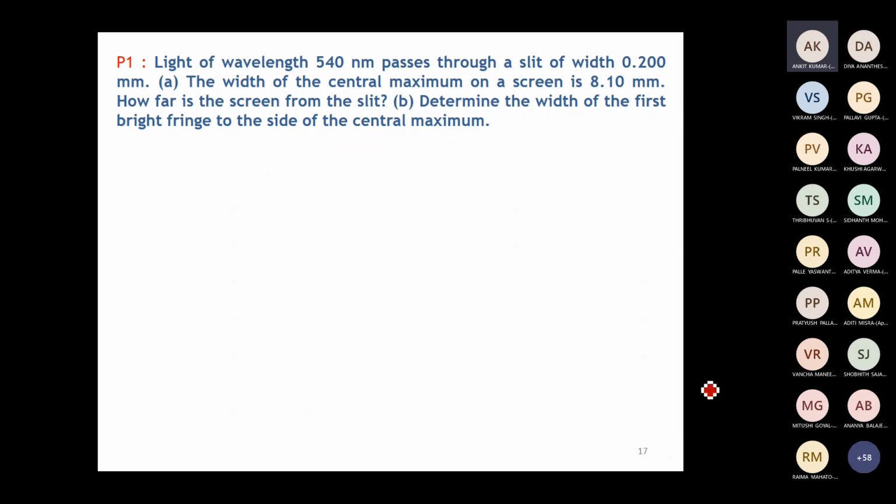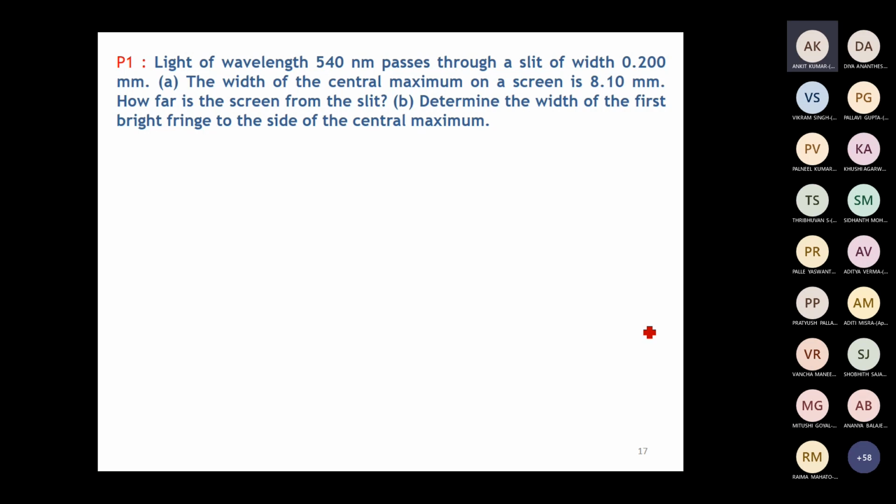Just a minute. Okay, fine. I request you to mute yourself the moment you ask or answer questions. Let's start with the first problem in chapter 2.